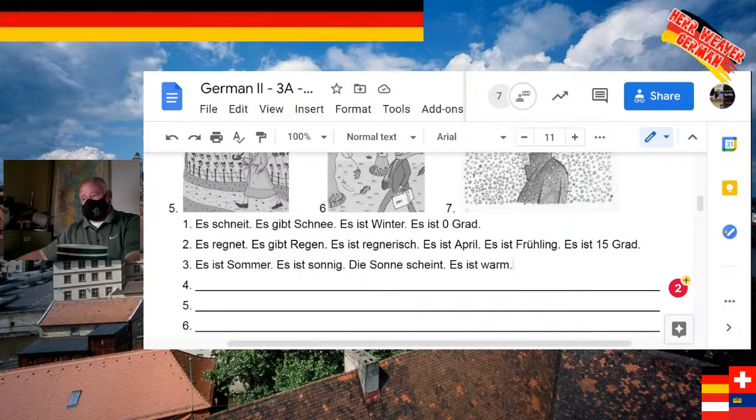Es ist warm. What else? Was anything else about it? Sommer, es ist sonnig, die Sonne scheint. Let's give a temperature. Es ist 90 degrees. 90? Yeah. That's Fahrenheit, so probably about 30.